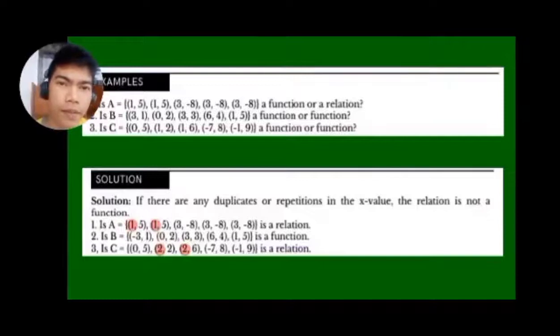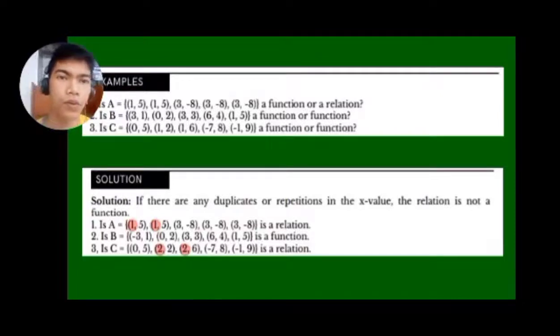So, at ito pa yung example number 1: A has elements of 1, 5, 1, 5, 3, 8, 3, negative 8. Is it a function or a relation? So, ito po yung solution. Number one is a relation because kasi po may naulit. Kasi po 'di ba kanina sabi dapat walang repetition na mangyayari sa function.